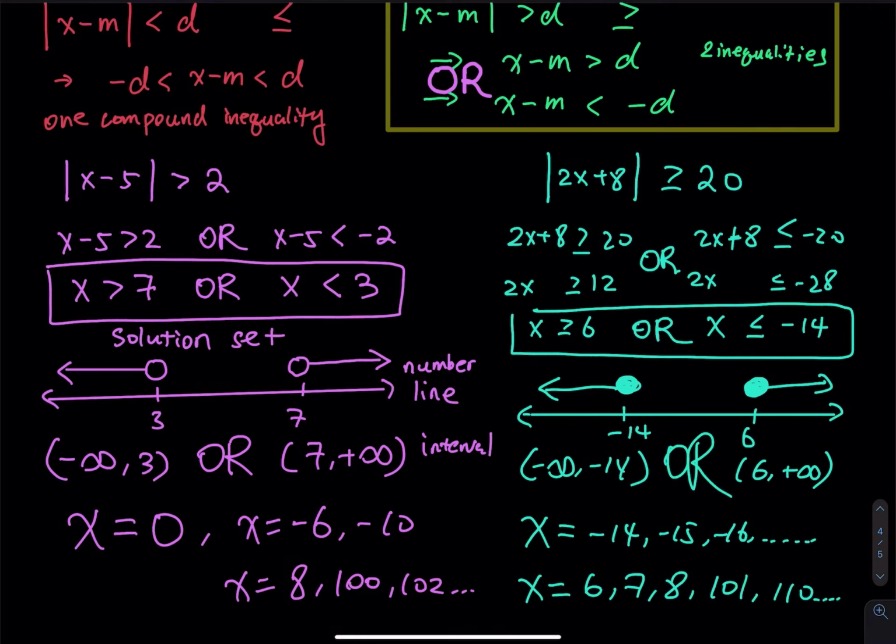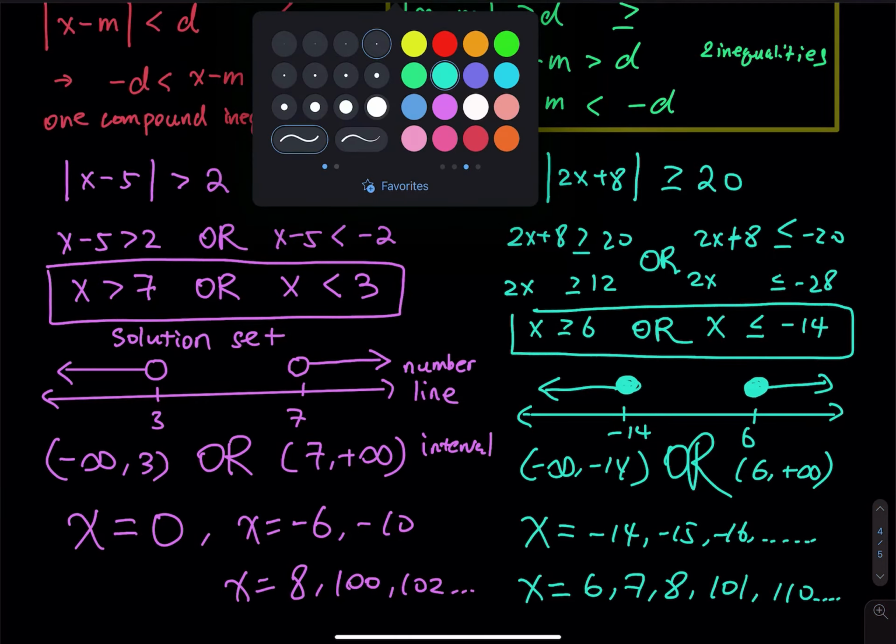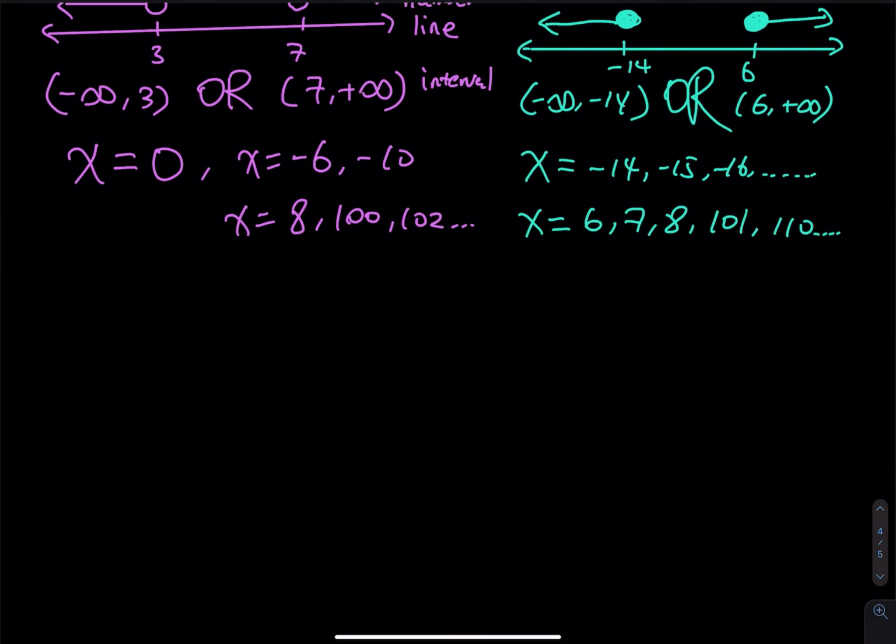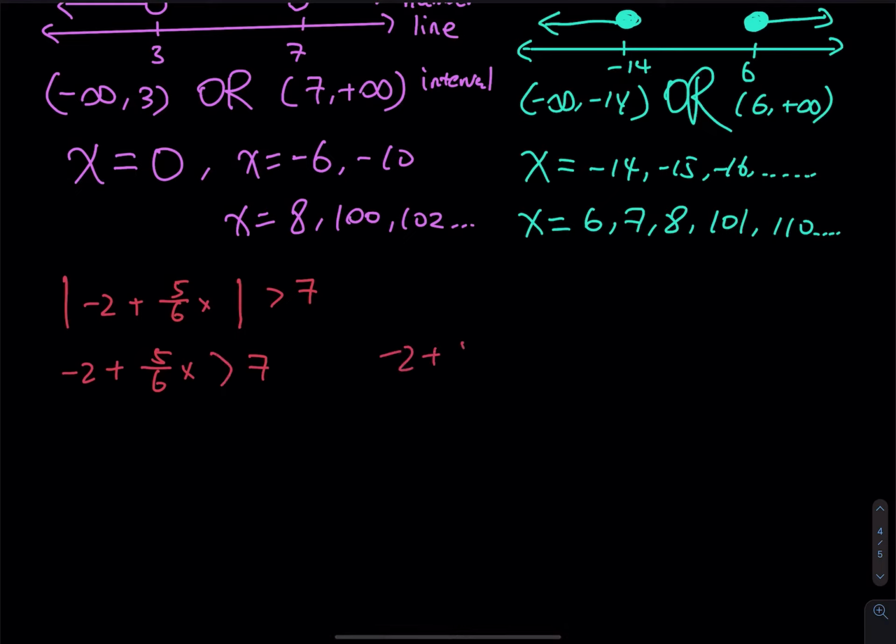Let's do two more. So switch color for the next one. So the next one, let's do absolute value, negative 2 plus some fraction, shall we? 5 over 6x greater than 7. Break this down, negative 2 plus 5 over 6x greater than 7. And then negative 2 plus 5 over 6x less than negative 7. Solve that. Add 2 on both sides. So 5 over 6x. 7 plus 2 is 9.